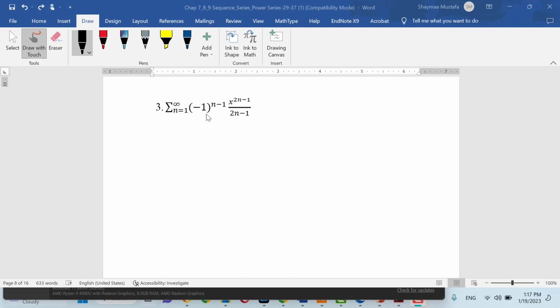Okay, this is the third example. How can we calculate the interval of convergence for this power series? This is an alternating power series, minus 1 to the power n minus 1, x to the power 2n minus 1 over 2n minus 1. First step, we calculate the ratio test. So the limit as n goes to infinity.